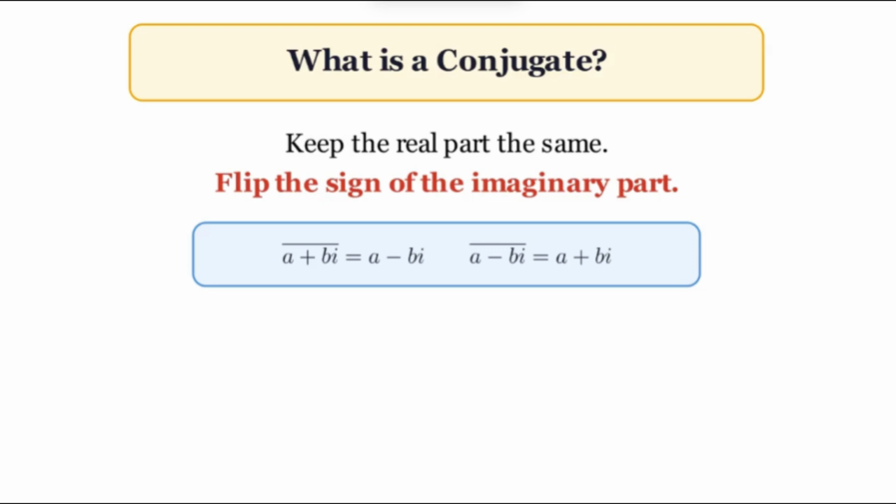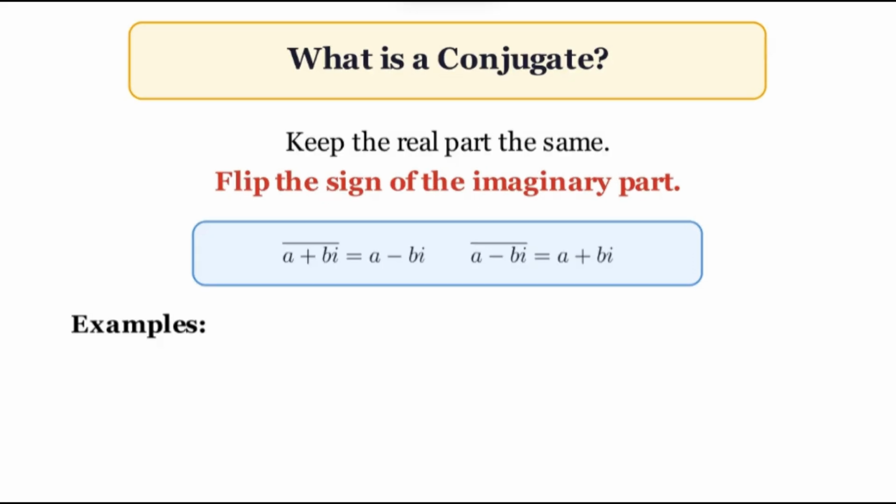You keep the real part exactly the same. You flip the sign of the imaginary part. If your number is a plus bi, its conjugate is a minus bi. If your number is a minus bi, its conjugate is a plus bi.